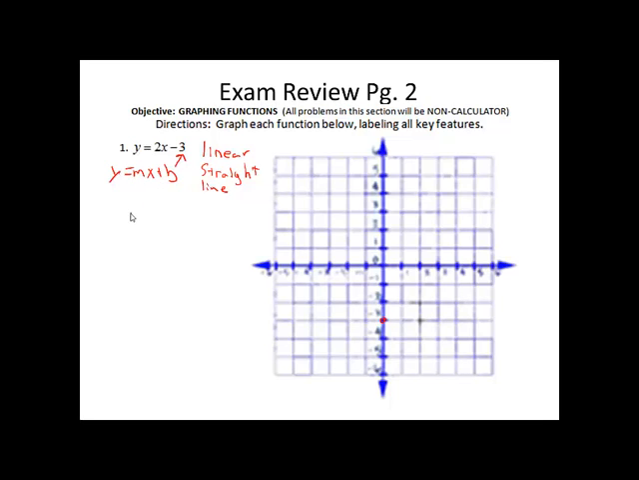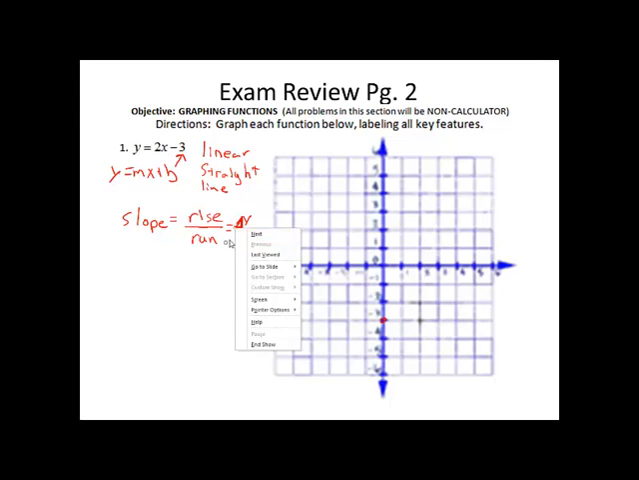And remember, when we talk about slope for a linear function, it is rise over run, or y over x. The change in y over the change in x. So as we see here, our slope here is going to equal 2. So we are going to rise 2 and we're going to run 1.